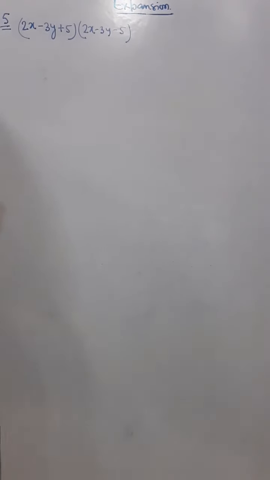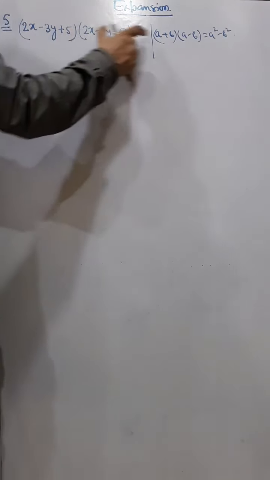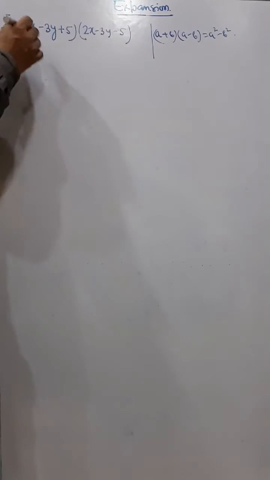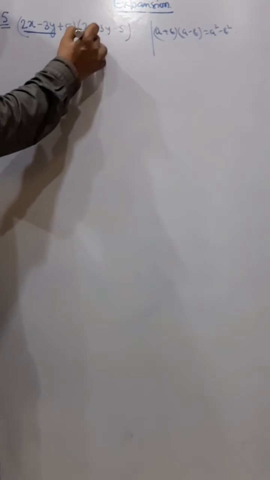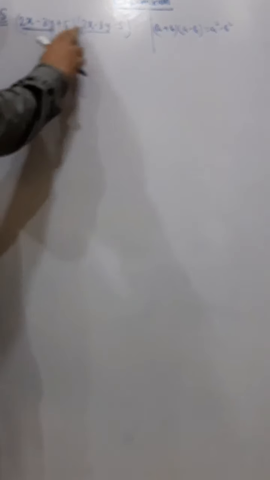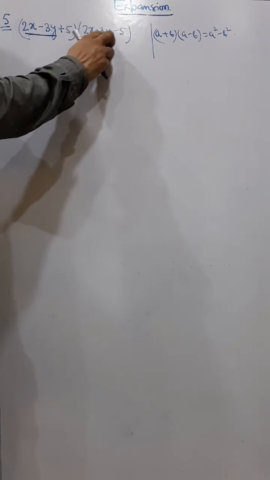Okay, now in this sum we'll use this formula: (a plus b) into (a minus b) becomes a square minus b square. So when you find this type of sum, it will be in this form. First of all, you can see that we can convert this into this form. If I think of this part, 2x minus 3y, as the first term, here also you have 2x minus 3y. So if I think of this one as a and this 5 as b, then you can clearly see it is a plus b into a minus b.